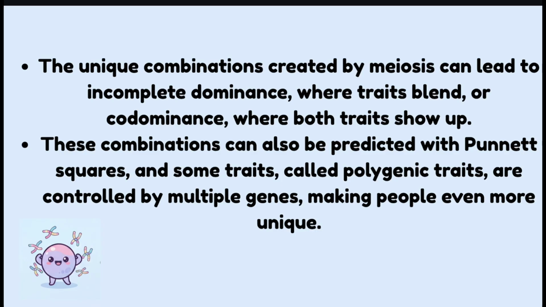Now I'm going to talk about some of the extra information that you might need to know for your class. One thing you might need to know is that unique combinations created by meiosis can lead to incomplete dominance, which means that the traits blend, or codominance, which means both traits show up. And these combinations can also be predicted with Punnett squares. And some traits called polygenic traits are controlled by multiple genes, making people even more unique.